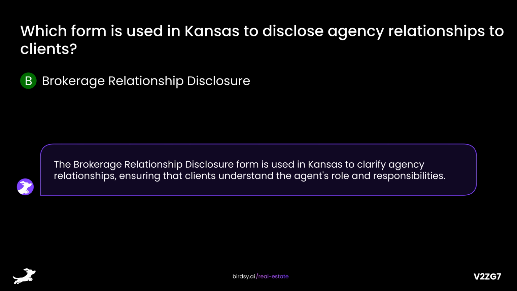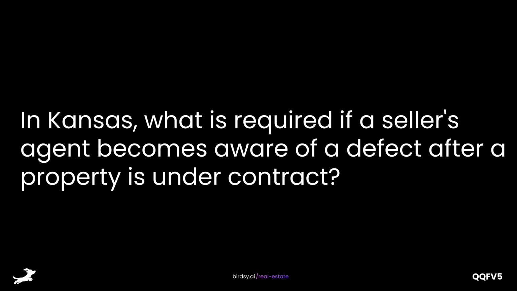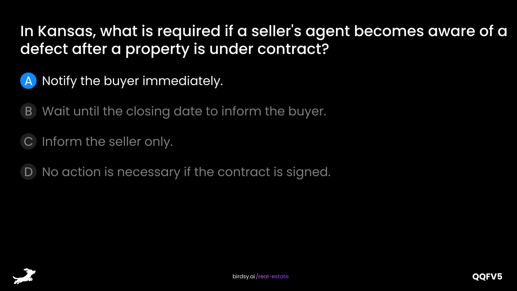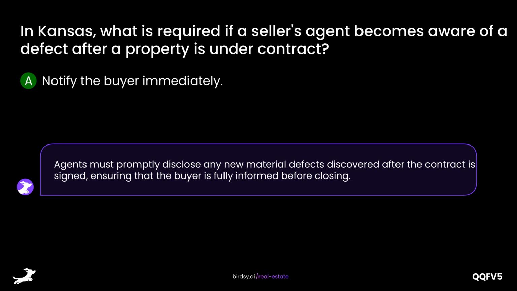In Kansas, what is required if a seller's agent becomes aware of a defect after a property is under contract? Is it A, notify the buyer immediately, B, wait until the closing date to inform the buyer, C, inform the seller only, or D, no action is necessary if the contract is signed? The answer is A, notify the buyer immediately. Agents must promptly disclose any new material defects discovered after the contract is signed, ensuring that the buyer is fully informed before closing.